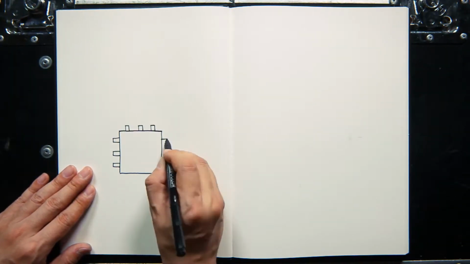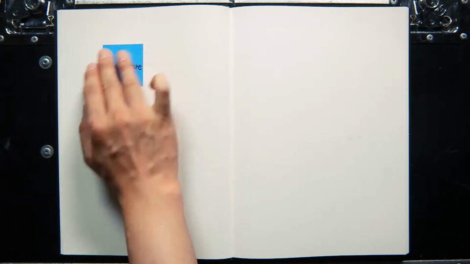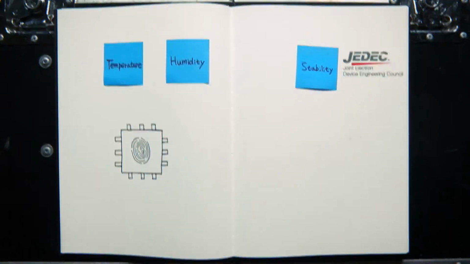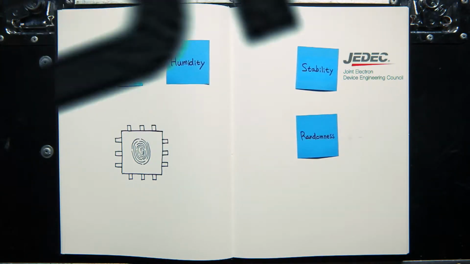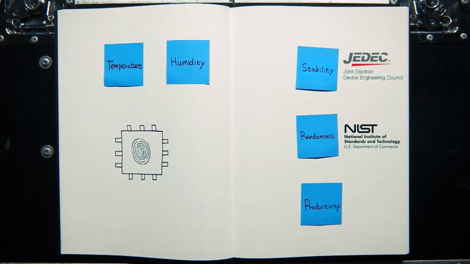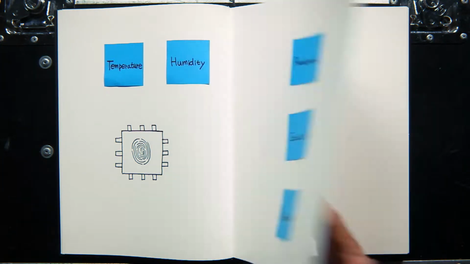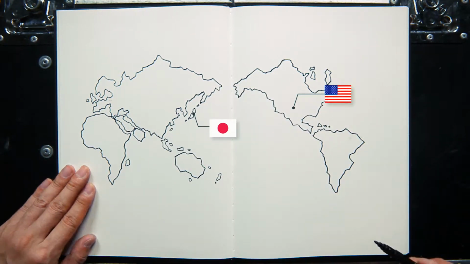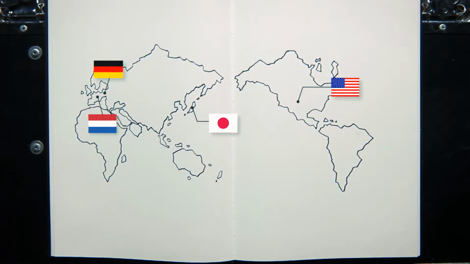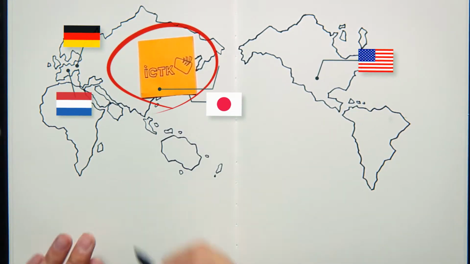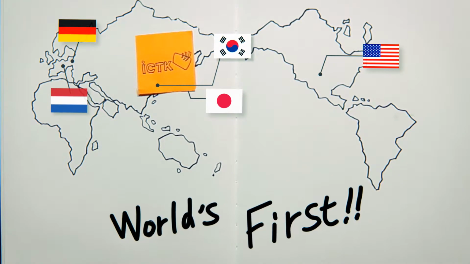Once created, these fingerprints boast a constancy that remains unaffected by changes in temperature, humidity, or other environmental factors. A wide range of diversity and a high level of productivity at a low cost. Surpassing global technology firms in the US, Japan, Germany, and the Netherlands, ICTK is now the world's first mass producer of PUF chips.